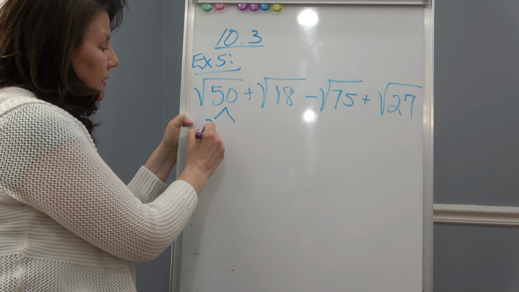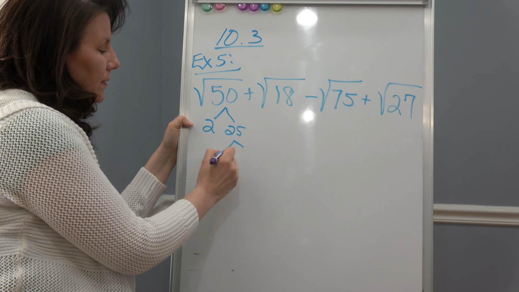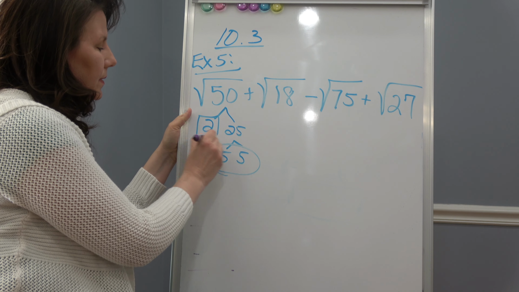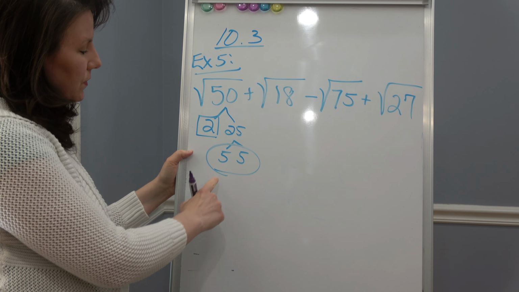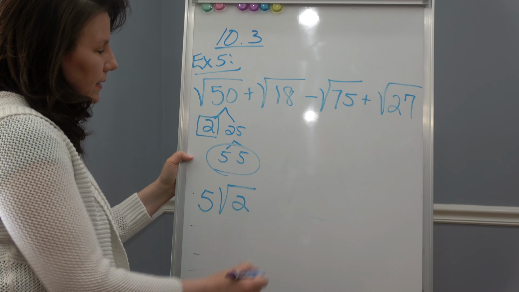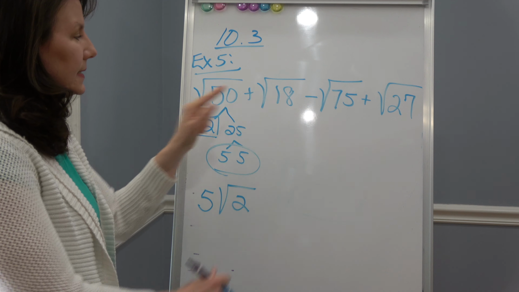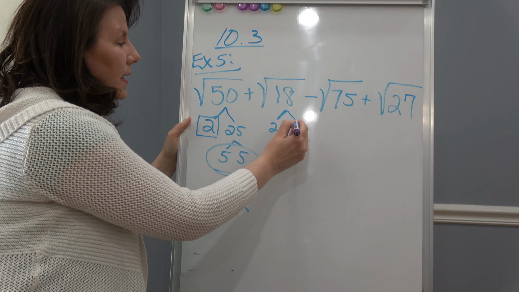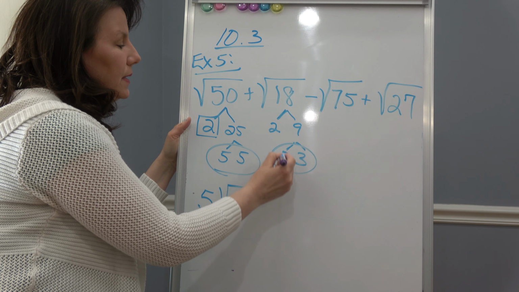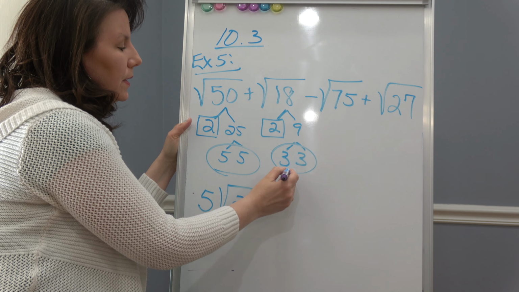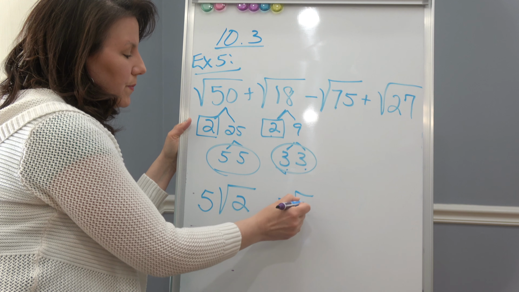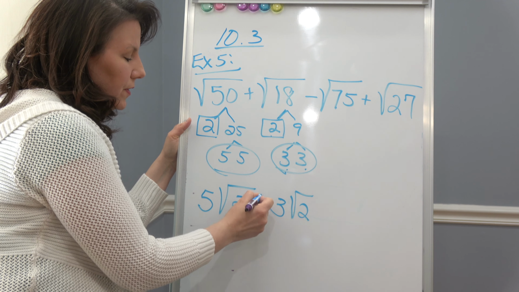So 50, 2 and 25, 5 and 5. Pair of 5s, 1, 2 left over. Every pair, take out 1. Put the leftovers back in the radical. 18, 2 times 9. 9 is 3 times 3. Pair of 3s, leftover 2. So for every pair, take out 1, put the leftovers back inside. It was a plus in front of it.